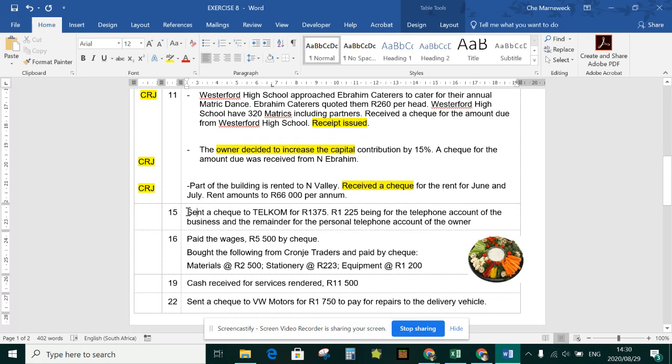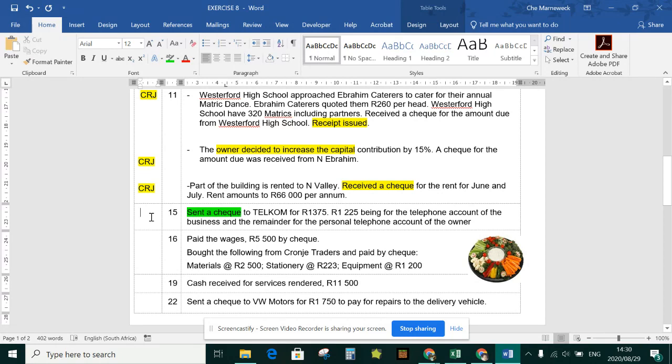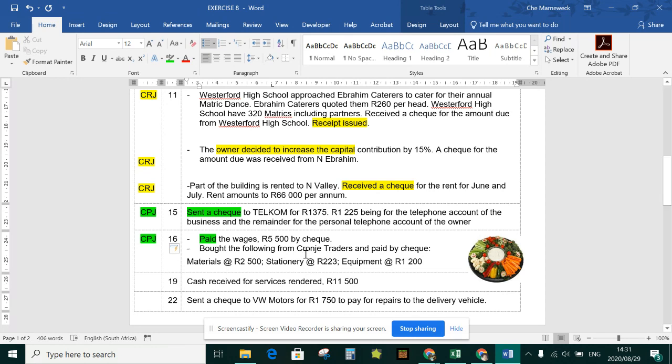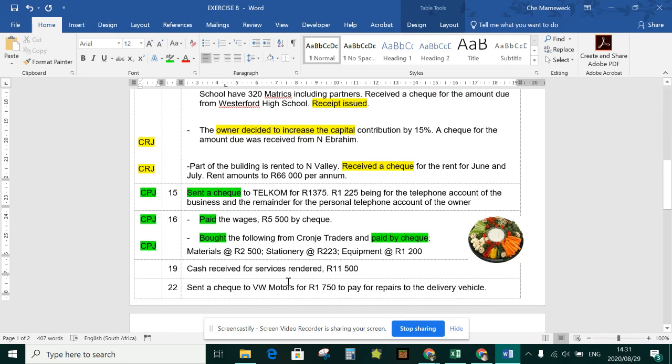Day 15, sent a check. If we send a check, we are paying. So that's going to be our cash payments journal. Day 16, paid the wages. If we pay, cash payments journal. That's our first transaction on day 16. We actually have another transaction on day 16. We are buying things from Crinier Traders. So if we buy and we pay by check, these are keywords that tell us that we are paying. Whenever we pay, it's the cash payments journal.